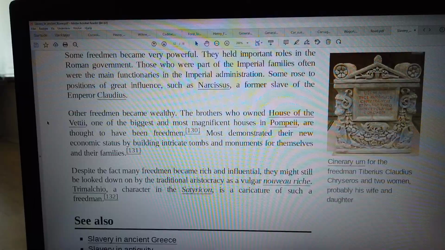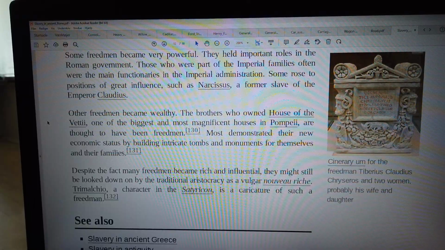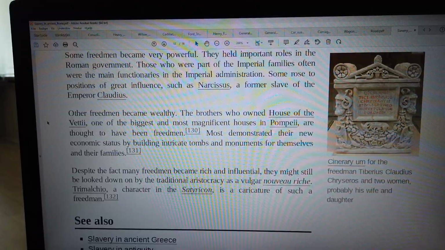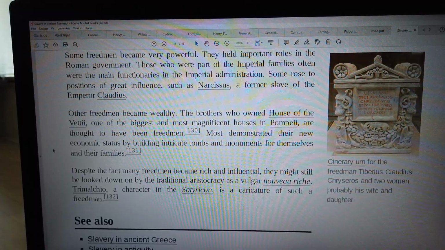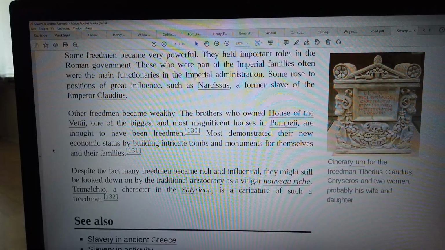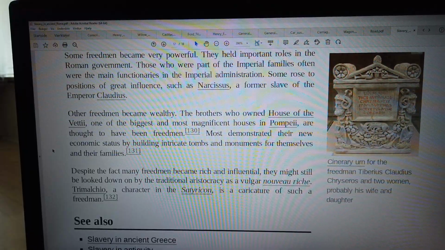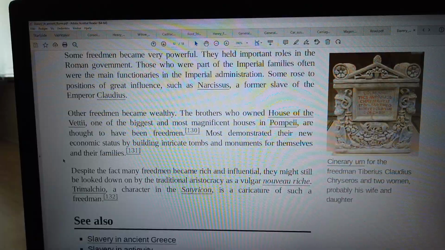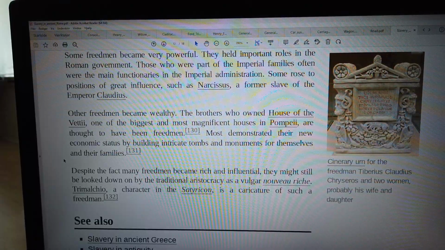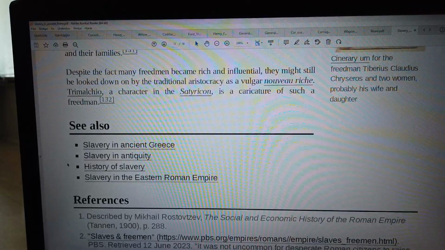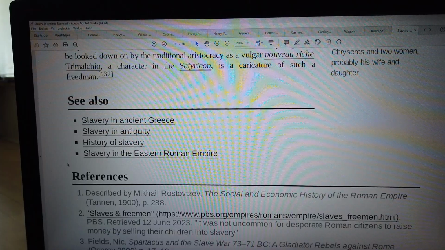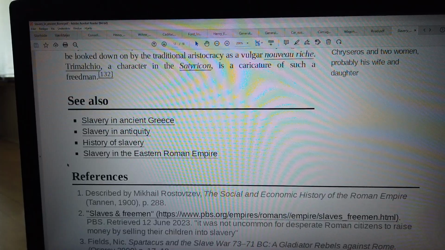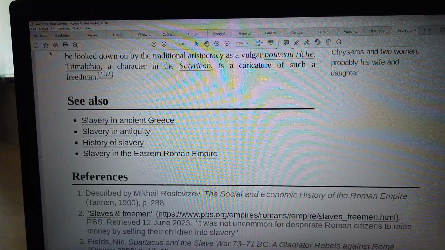Most demonstrated their new economic status by building intricate tombs and monuments for themselves and their families. Despite the fact many freedmen became rich and influential, they might still be looked down on by the traditional aristocracy as a vulgar nouveau riche. Trimalchio, a character in the Satyricon, is a caricature of such a freedman. See also: slavery in ancient Greece, slavery in antiquity, history of slavery, slavery in the Eastern Roman Empire.